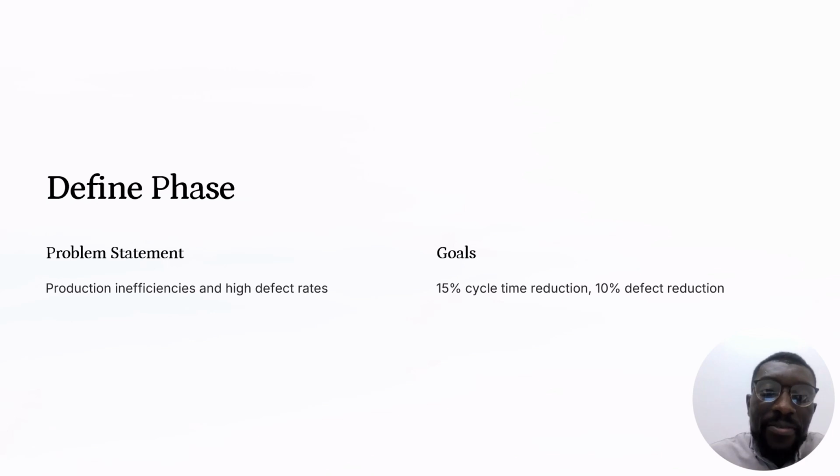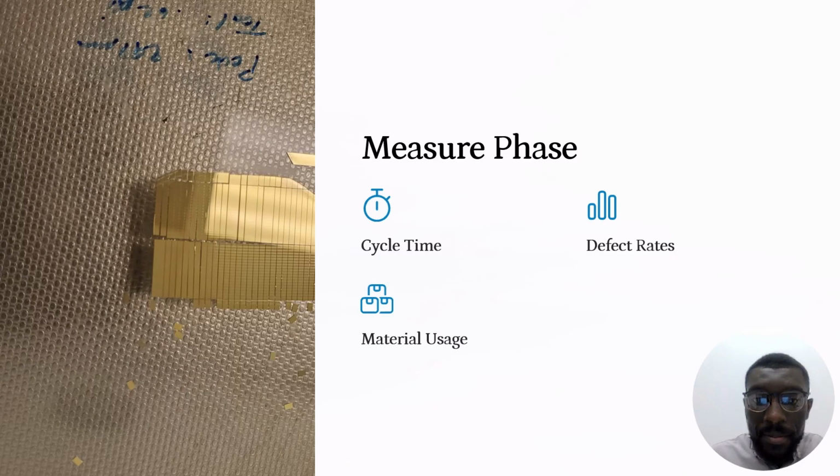So on the define phase for our specific goal here, the production inefficiency had a high defect rate. So our goal basically was a 50% cycle time reduction and then a 10% defect reduction, which was actually perfect for this presentation, basically our case.